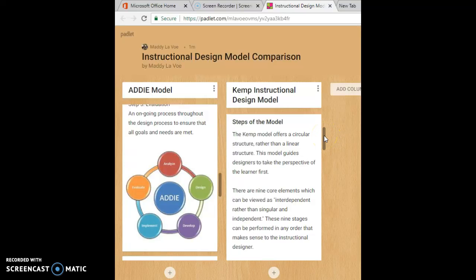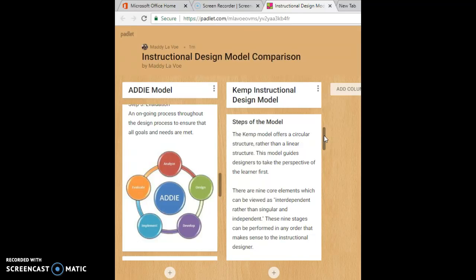Now I'm going to take a couple minutes to talk about the steps of the Kemp model. So unlike the linear ADDIE model, the Kemp model takes a more circular structure, and the model really guides designers to think first about the learner. This model has 9 core elements, and they are thought of as more interdependent than singular.